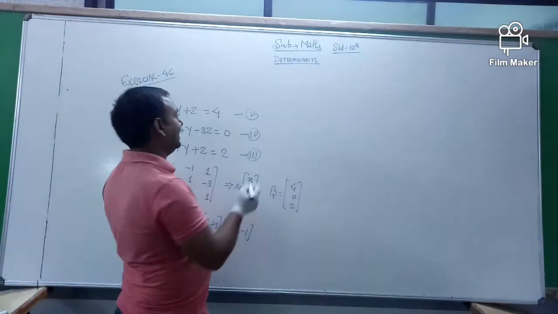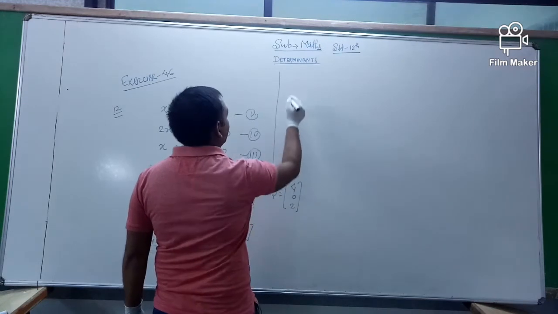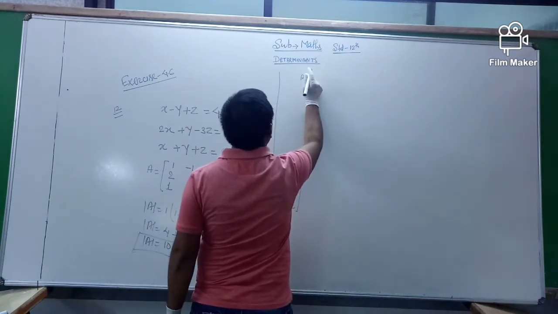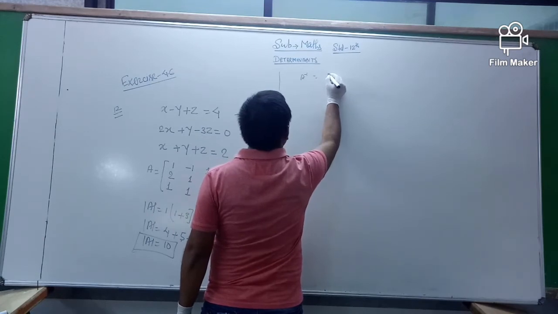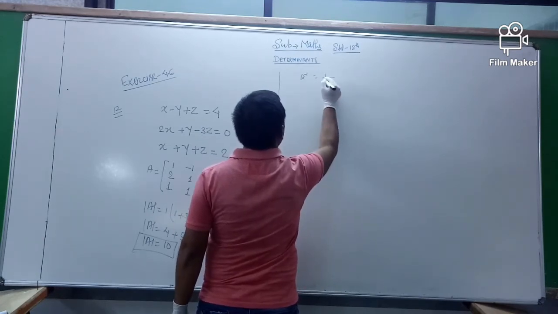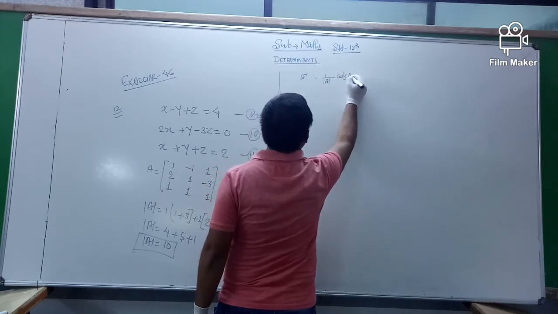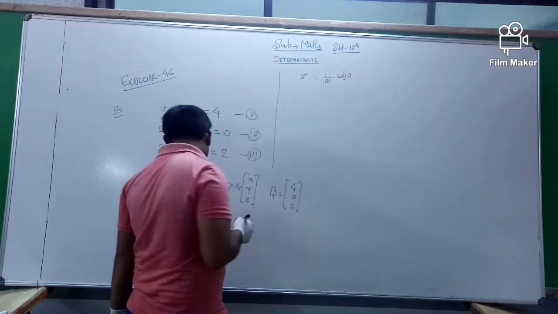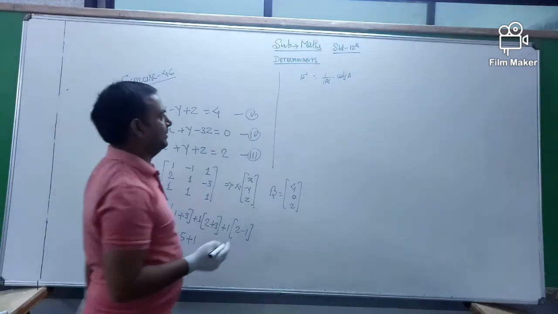After that we find the A inverse. A inverse is equal to 1 upon mod A and adjoint of A. So here we found the mod A, after that we find the adjoint of A.